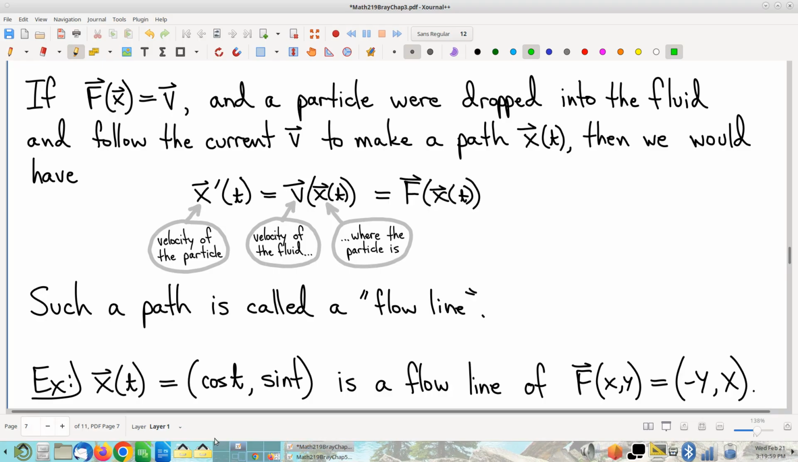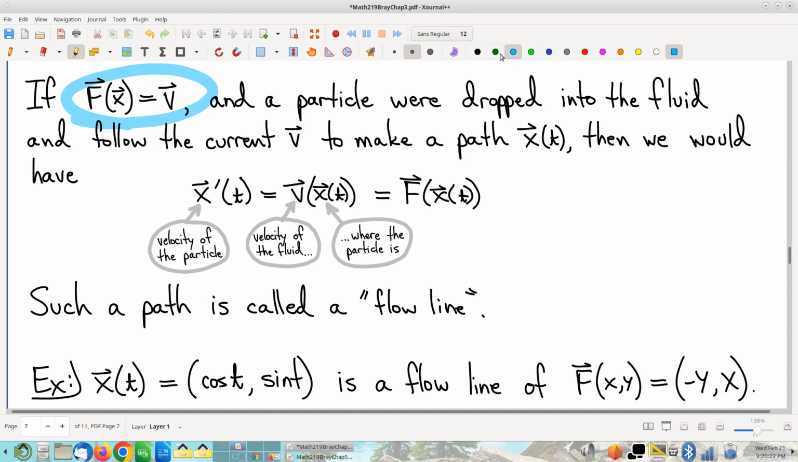Okay, so one last thing we need to talk about in this section before we go on to the next one is something called a flow line. So it's a pretty natural idea, I think. Let's imagine a scenario where we have a vector field representing a fluid by the vectors being the velocity, right? It's one of our usual points of view.